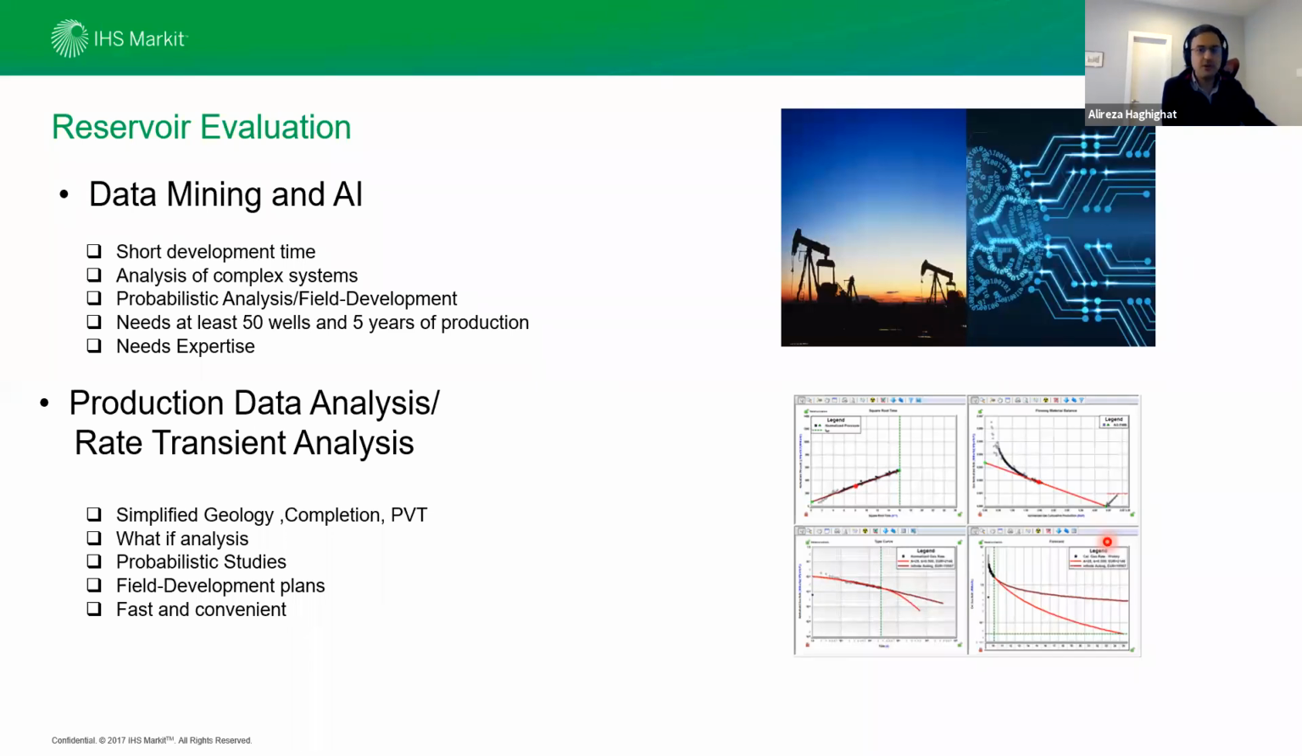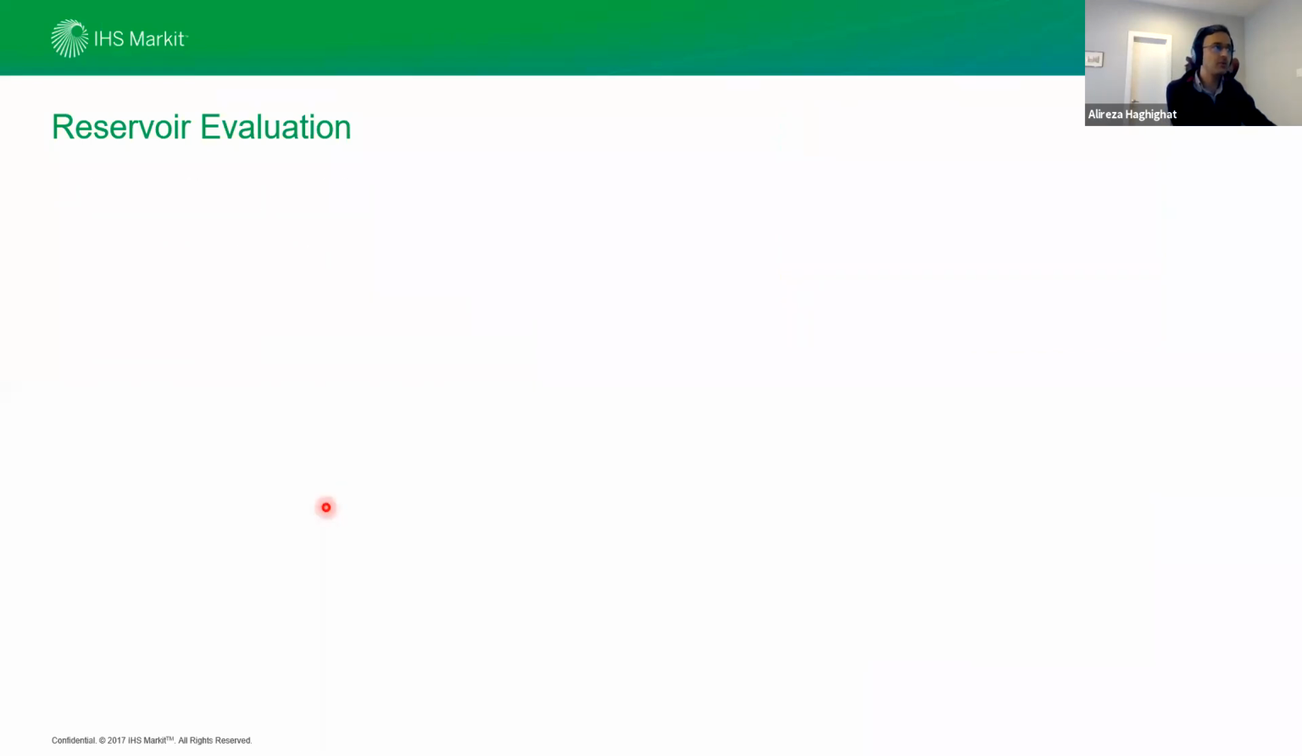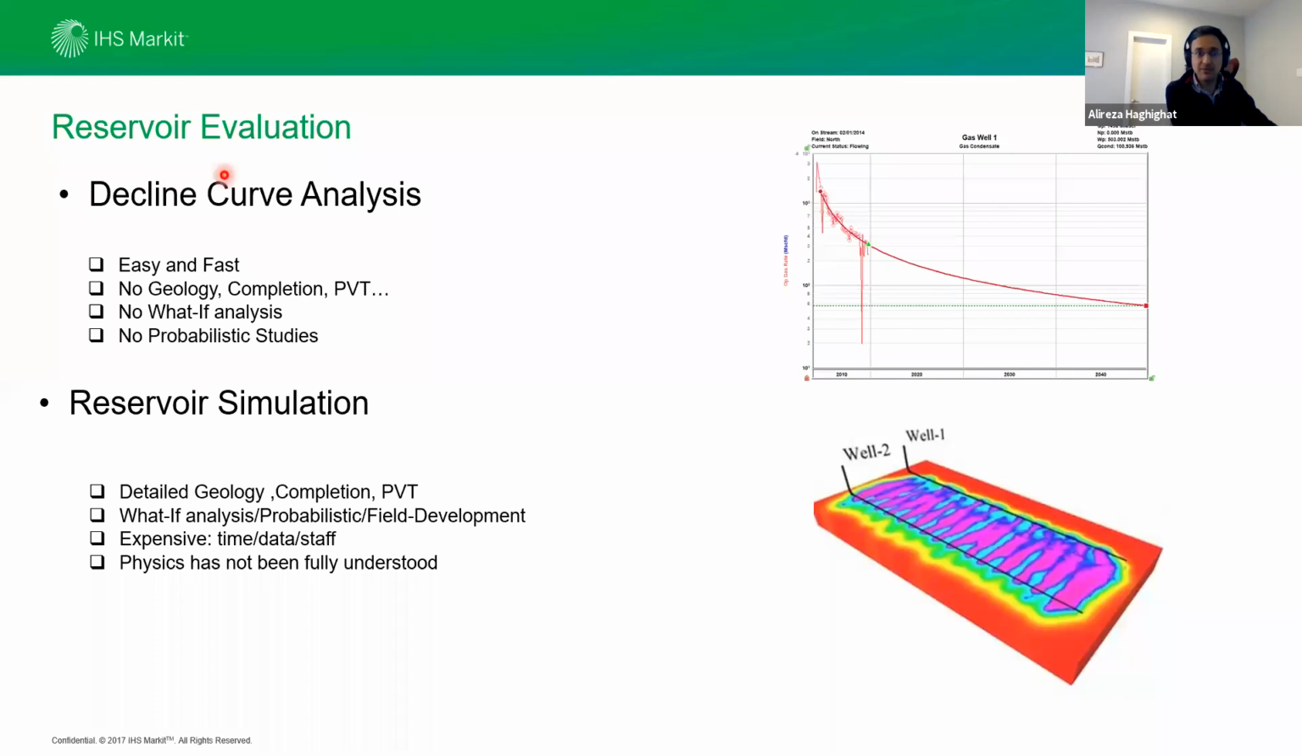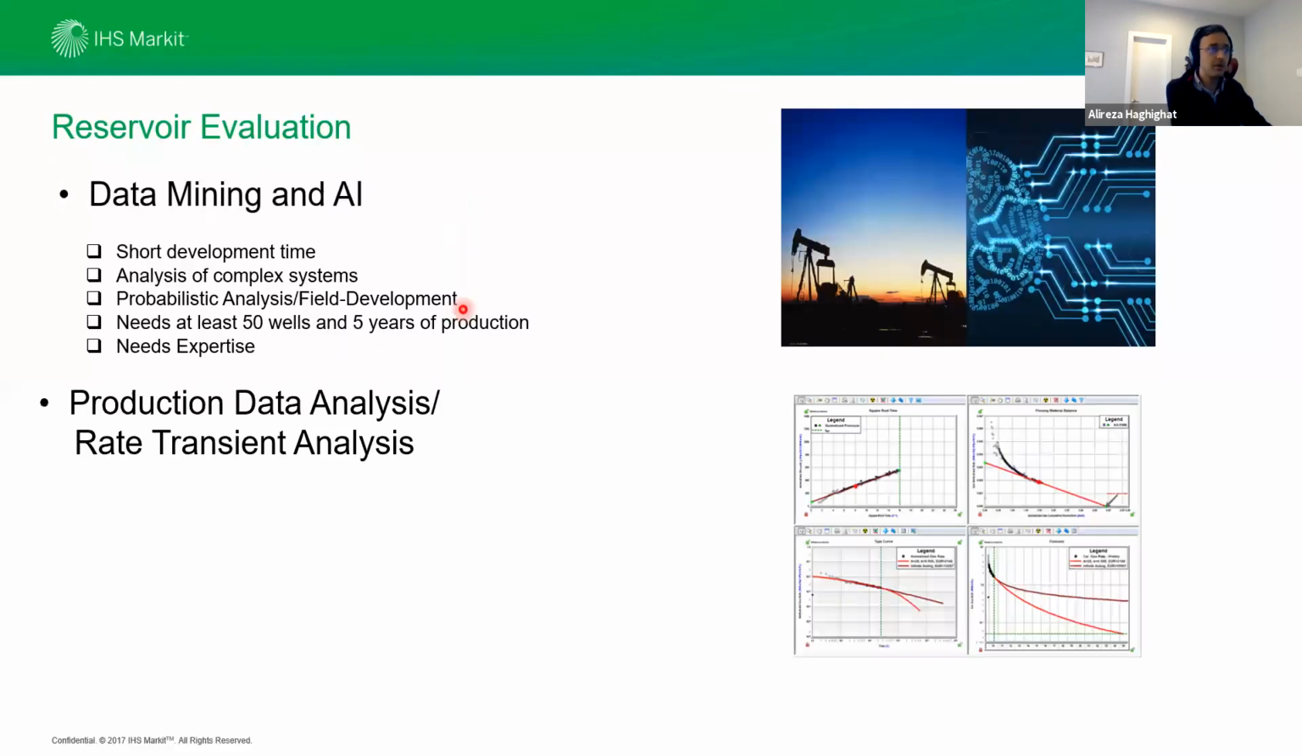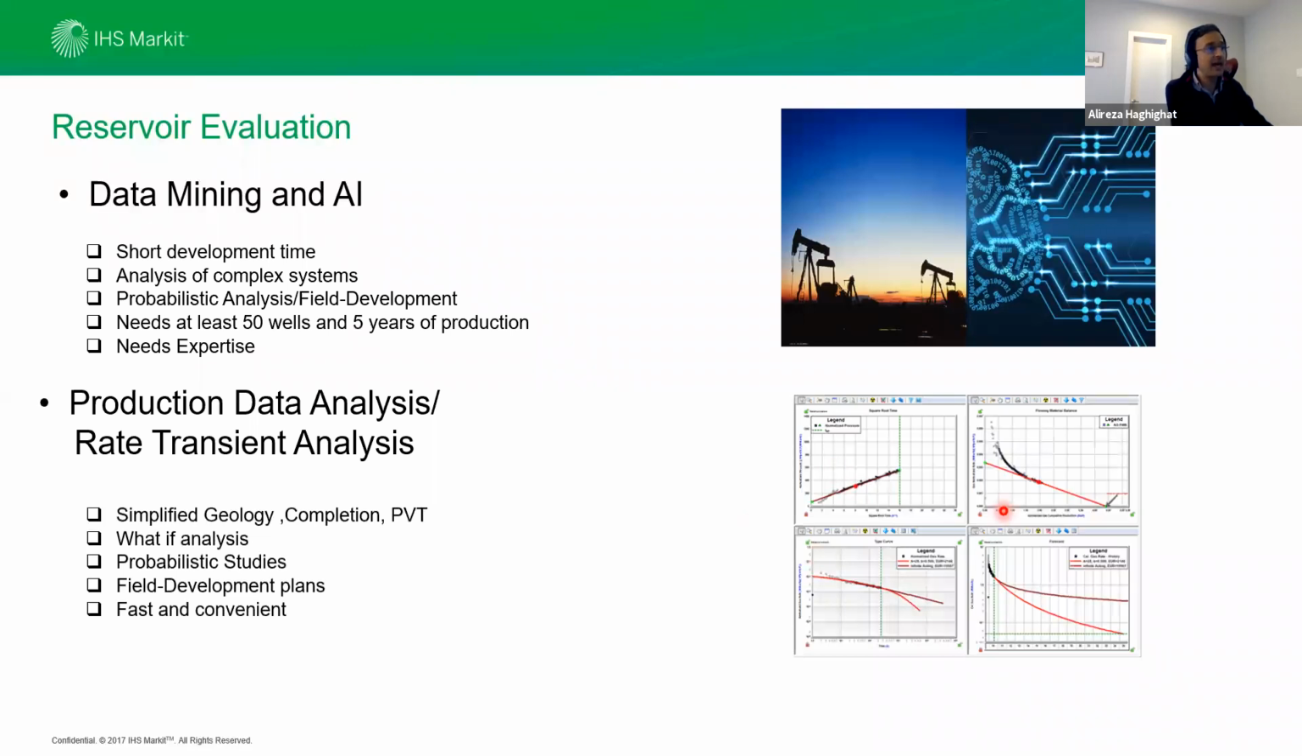And today we are going to mainly talk about decline curve analysis. We will use decline curve analysis for asset evaluation. Next week, there will be another topic about rate transient analysis. And hopefully in the near future, we will talk about data mining and artificial intelligence and how you can do that. So all of these techniques would be covered during today or upcoming presentations. But now, since we are going to use decline curve analysis for asset evaluation, let's talk a little bit about decline curve analysis.